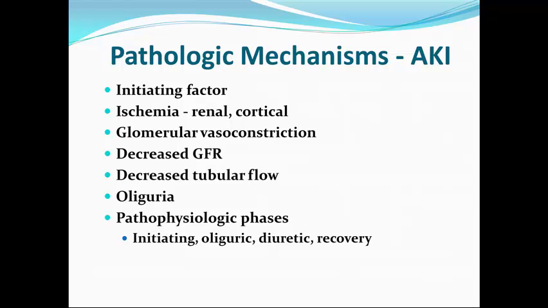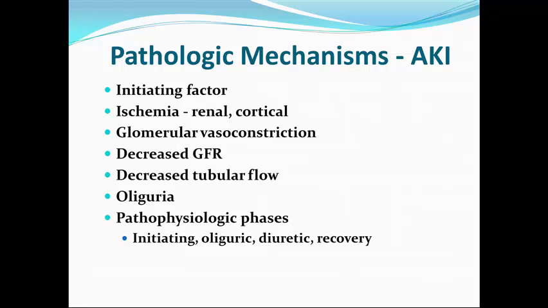Let's think then about how these mechanisms actually play out. Well, something has to get it started. Low volume, an MI that causes a reduced ejection fraction, prostatic hypertrophy that has caused hydronephrosis, or a nephrotoxin causing intrarenal damage, but something gets it started. From that initiating factor then, this will lead to both renal as well as cortical ischemia within the kidneys. That ischemic process will lead to a glomerular vasoconstriction. That glomerular vasoconstriction will cause a decrease in the glomerular filtration rate and the amount that glomerulus is able to filter.